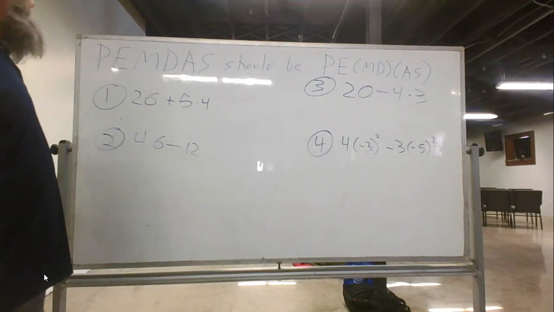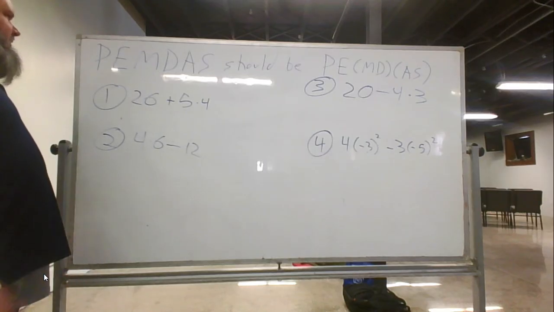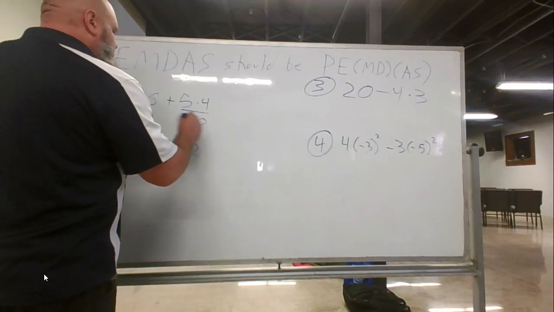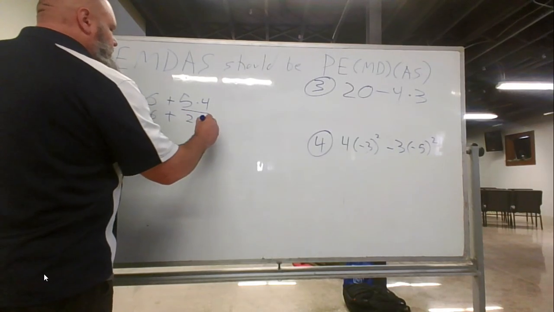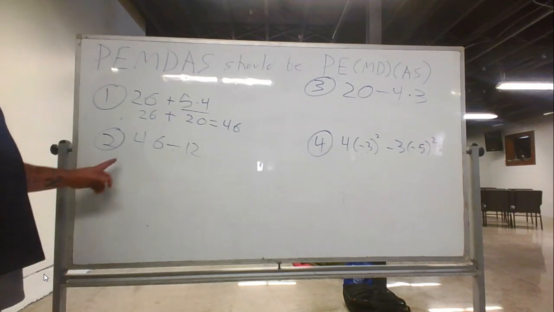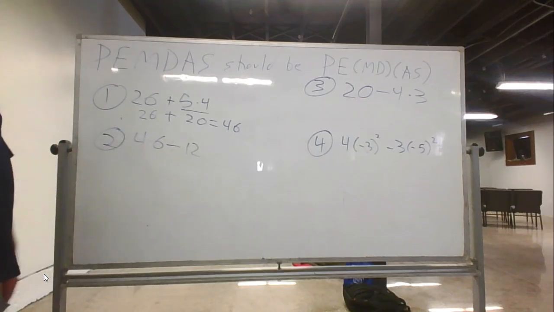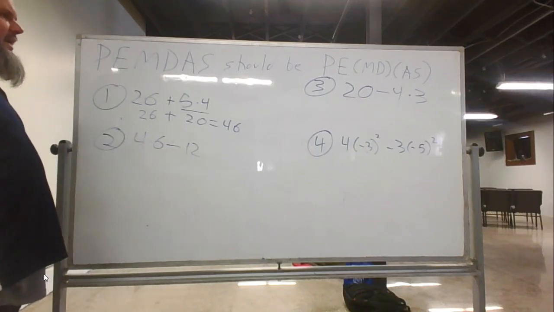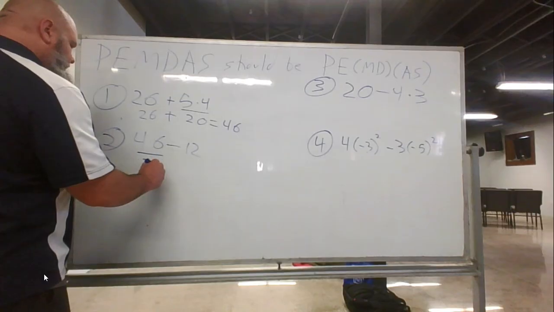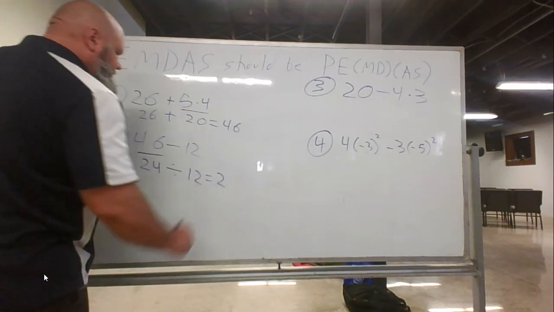Let's look at some examples. Number 1. Multiplication: 5 times 4 is 20, and 26 plus 20 is 46. Now let's look at number 2. 4 times 6 divided by 12. No parentheses or exponents. We have multiplication and division, so we go left to right. Start off with 4 times 6. 4 times 6 is 24, divided by 12, and that will give you 2.